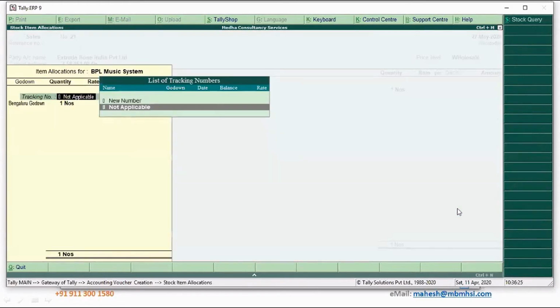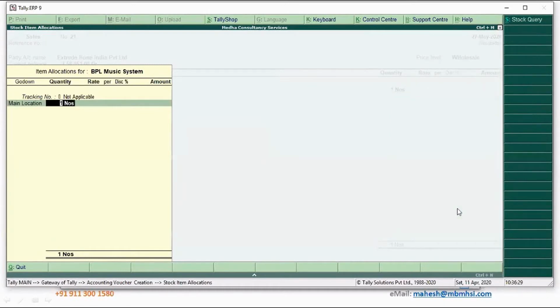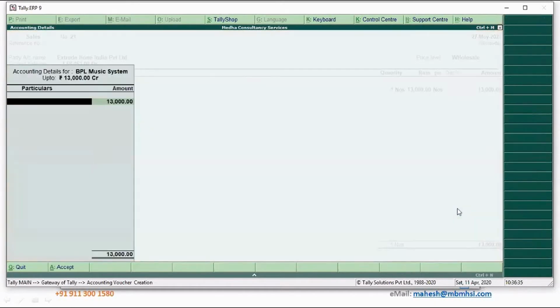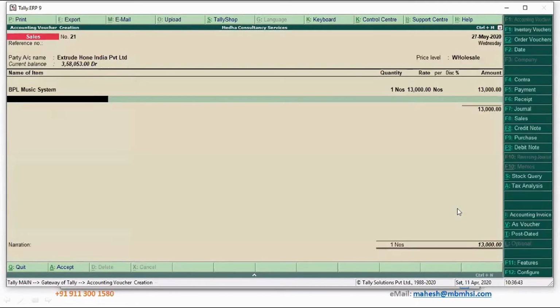I have a BPL music system. From the main location, I'm selling one at 13,000 rupees. So it's 13,000 rupees. Typically it's going to be a sale of mobile phones, for example, I'll just say local sales.